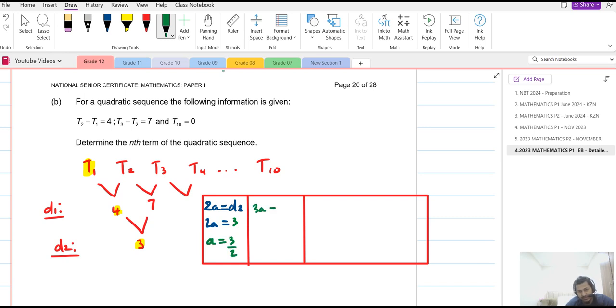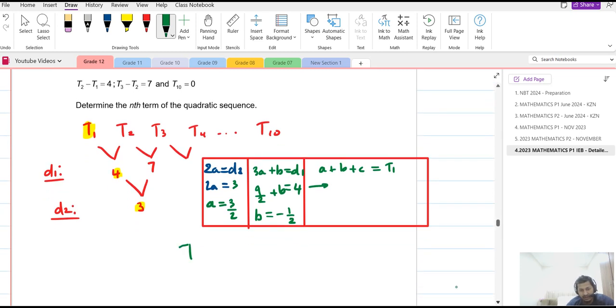3a plus b is equal to difference 1. What is difference 1? 4. 3 times a is 3 over 2 times 3, which is 9 over 2, plus b. Now you're taking 4 and minusing 4.5, because 9 over 2 is 4.5. So the value of b is minus half. And then the last one, term 10. Remember the last formula is a plus b plus c is equal to term 1, but we don't have term 1. What we do have now is the Tn formula.